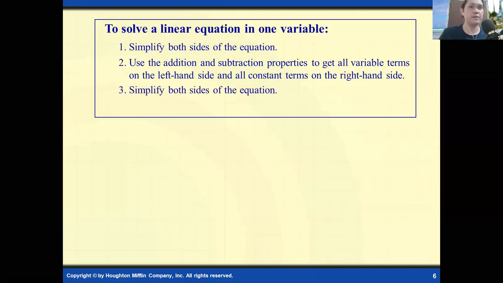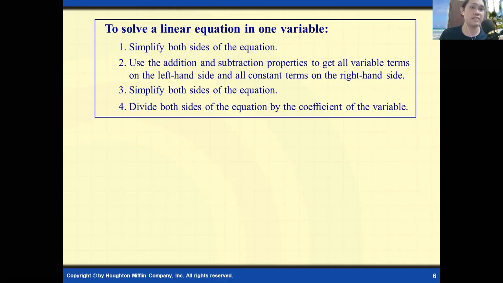So simplify both sides of the equation. And of course, if it is necessary for you to divide, then you can divide both sides of the equation by the coefficient of the variable. So that's how you solve a linear equation in one variable. Very easy, right?